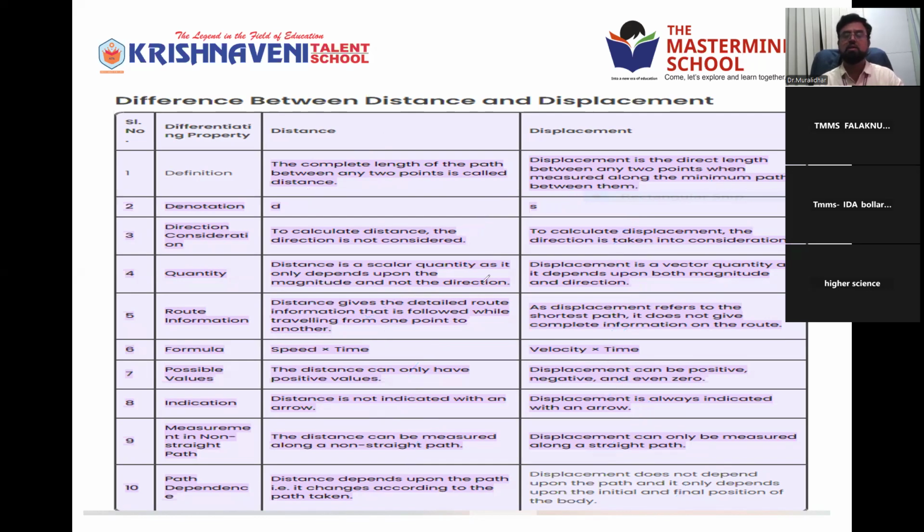See, imagine, generally in common words, both distance and displacement sound the same. We think that it is the same, but from the physics point of view, there are a huge number of differences. Right? So very, very interesting points. This is a very important topic, right?